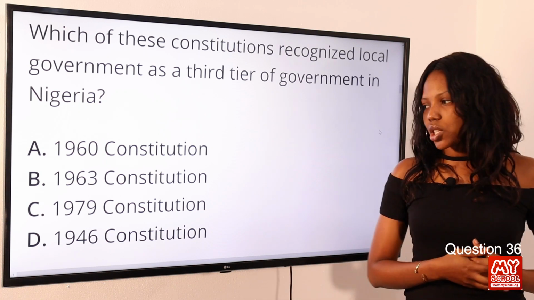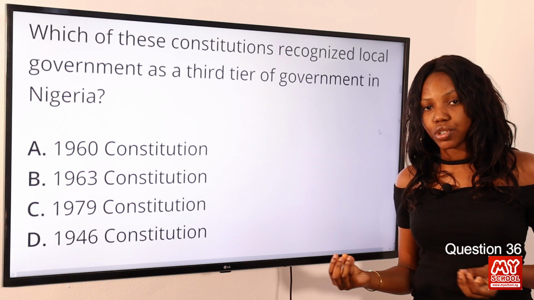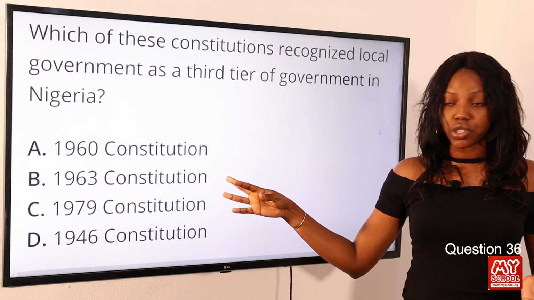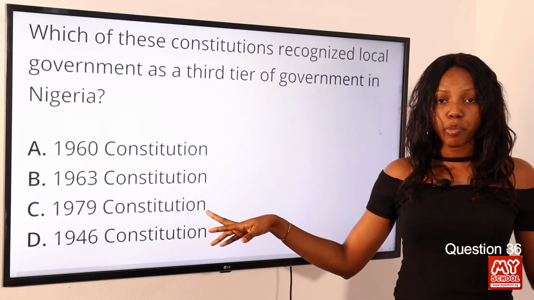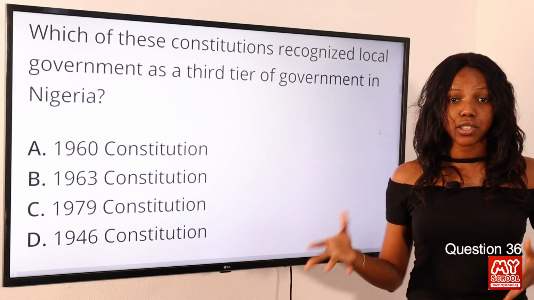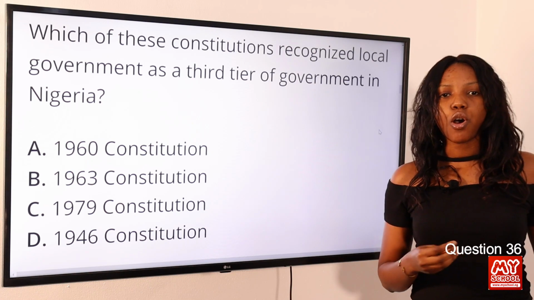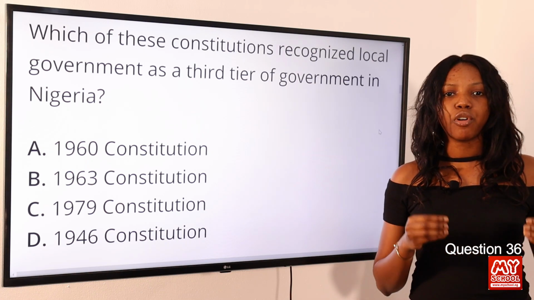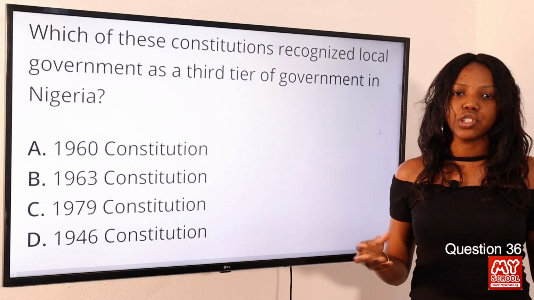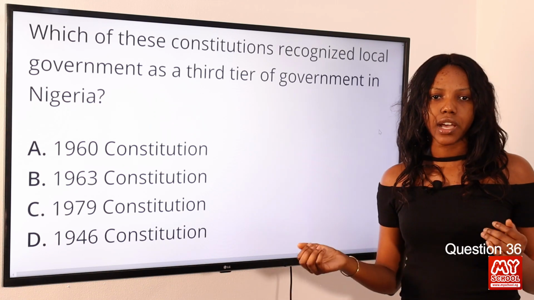So the answer to this question is 1979 Constitution, which is the Second Republic Constitution. Option A is the Independence Constitution. Option B is the First Republic Constitution. Option C is the Second Republic Constitution. And option D is the Richards Constitution. So option C is the answer to this question. It recognized local government as a third tier of government. It also made provision for a democratically elected local government council, and it also listed the functions of this council. So the answer to this question is option C, 1979 Constitution.